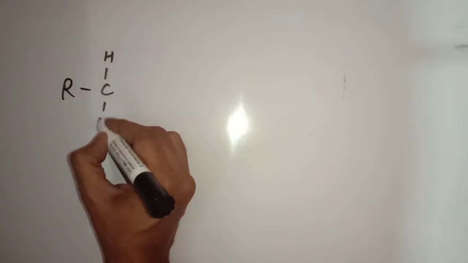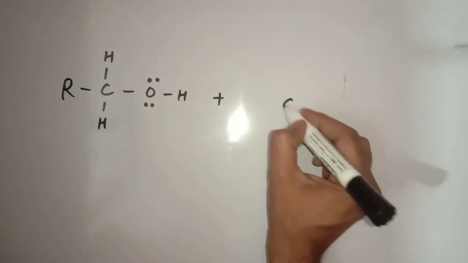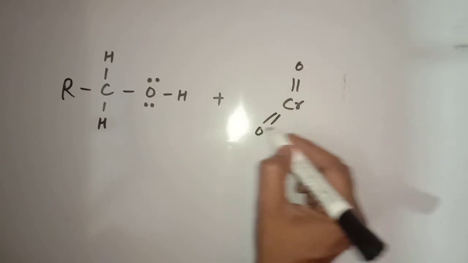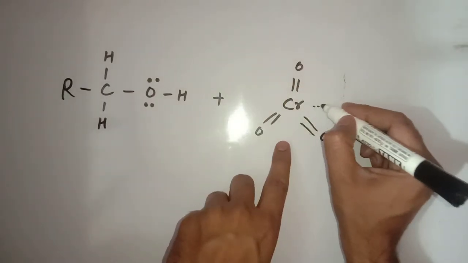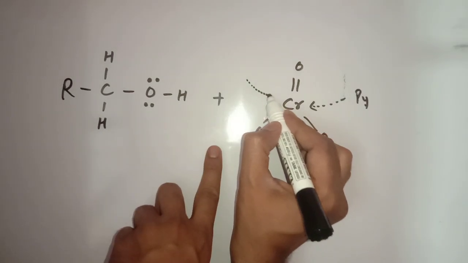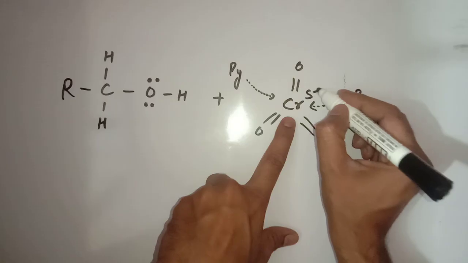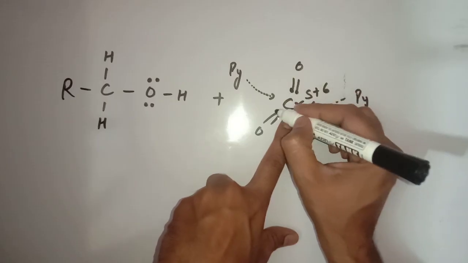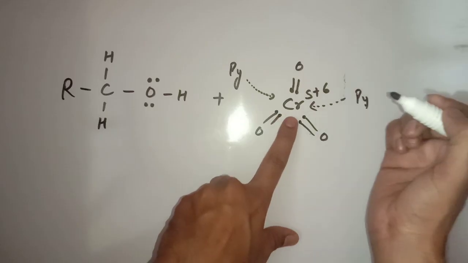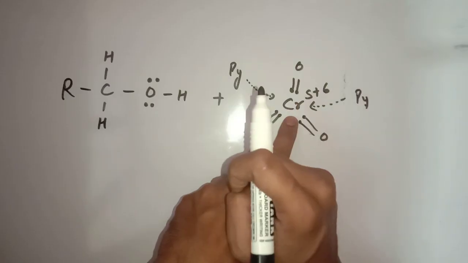Now let's go for the mechanism. With 1 degree I am going to start. The general formula of 1 degree alcohol is this. Same mechanism we have already done, not so many changes. The only point is that this chromium trioxide is partially coordinated by pyridine molecules. This chromium is in +6 oxidation state due to loss of 6 electrons. Now it has a tendency to attract electrons because it's a highly positive particle, working as an electrophile.